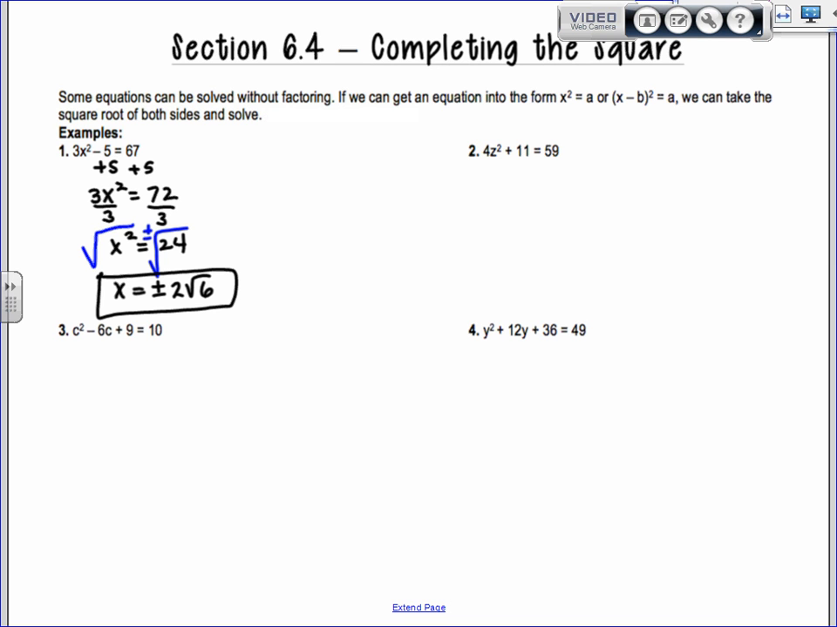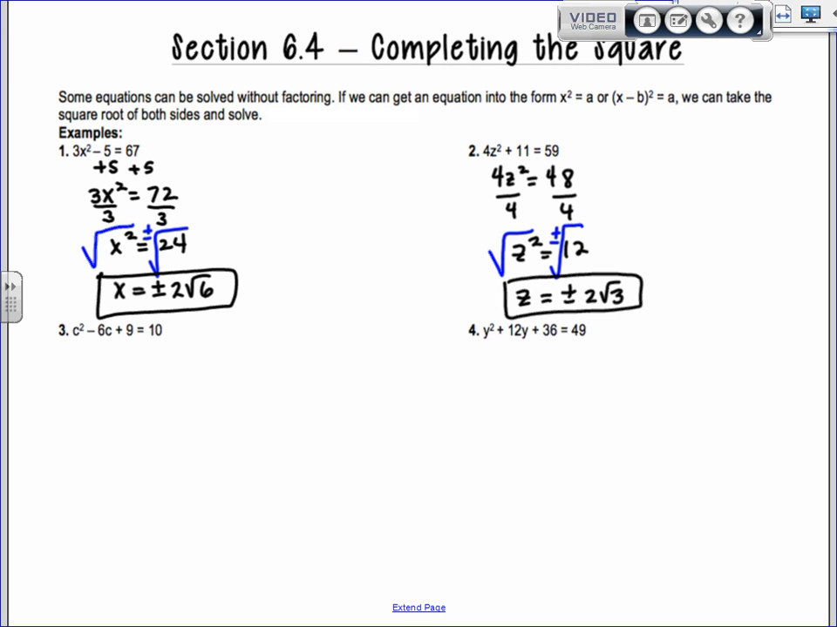Okay, the next one. I'm going to subtract the 11 over, so I get 4z squared equals 48. Divide by 4 on both sides, so I get z squared equals 12. I take the square root of both sides, plus or minus. So I get z equals plus or minus root 12, which breaks into 4 and 3. So plus or minus 2 square root of 3.